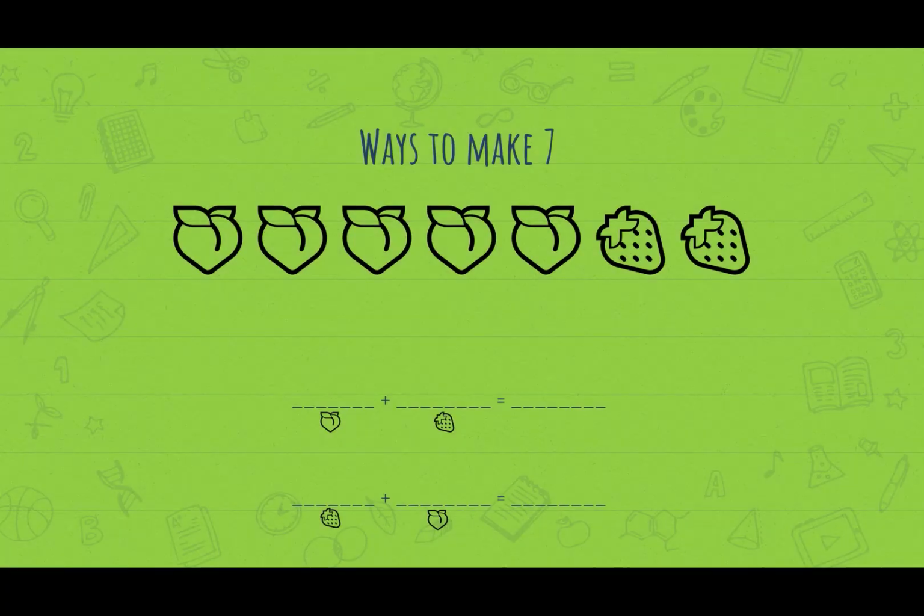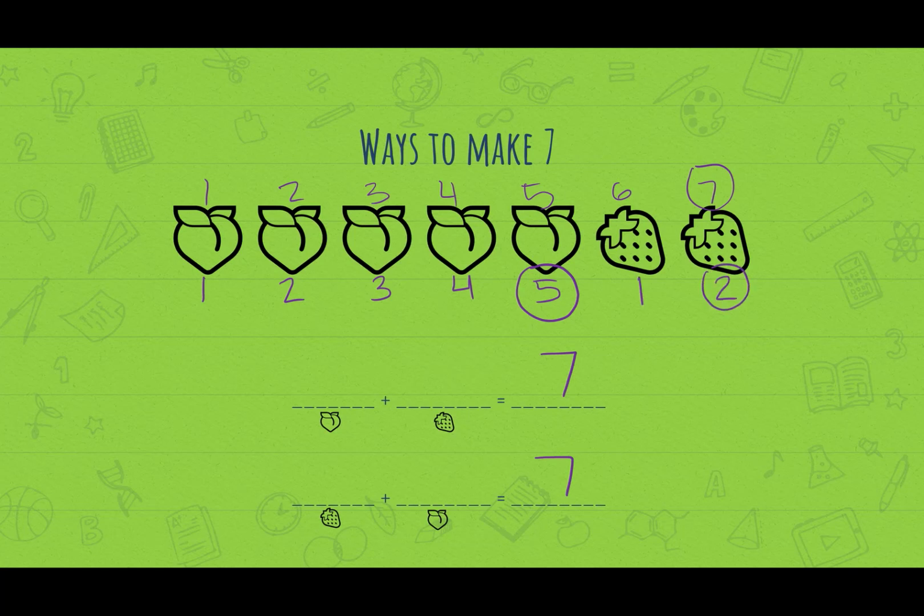Let's talk about a new way to show 7. So we know we have 7. We know we have 7 fruit all together. So we're going to go ahead and write our 7. We know we have 7 fruit. But now we need to see how many peaches and how many strawberries. So let's count our peaches. 1, 2, 3, 4, 5. So we have 5 peaches. And then we have 1, 2 strawberries.